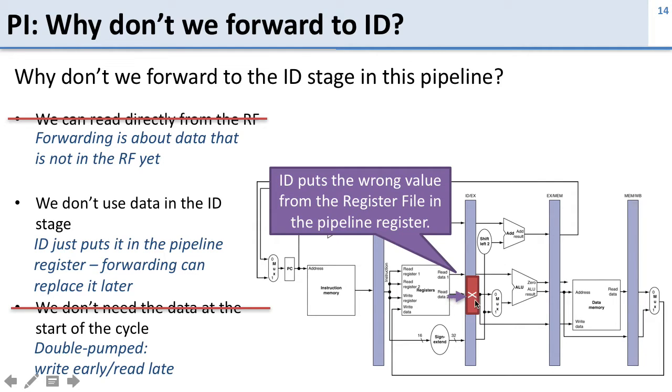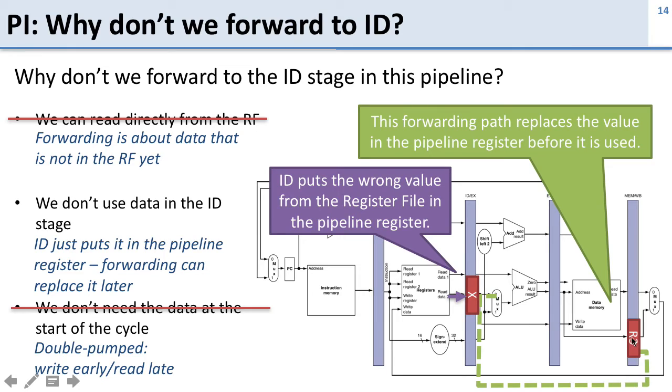So here's our instruction decode stage. It loads something from the register file, but it's the wrong version. It's the wrong version because the version we want is later in the pipeline. Even though the version's later in the pipeline, we can forward it. That is, we can replace the wrong value we got from the instruction decode stage with this new value using the forwarding. So this is why this is the right answer, because we don't actually compute on the value at that point, so we can replace it later.